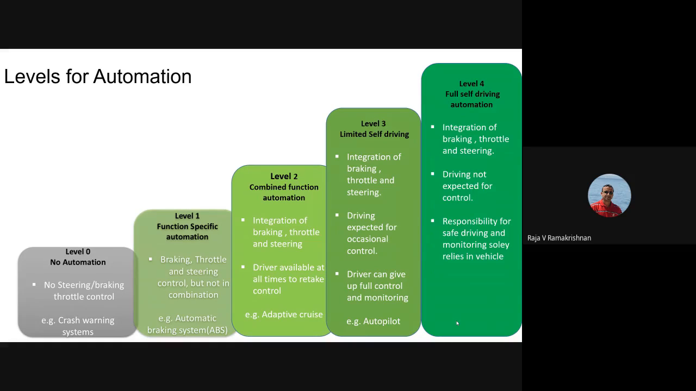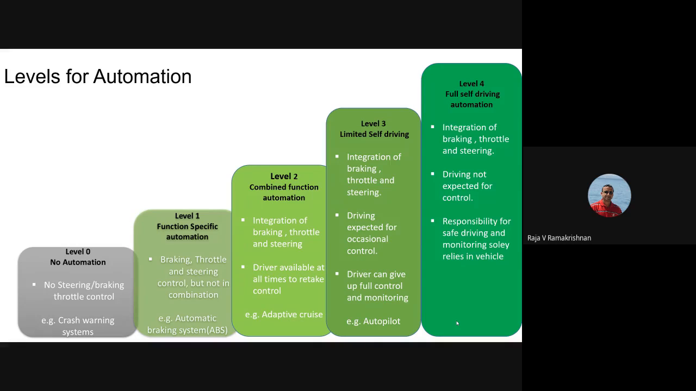Now, every industry, every OEM, which is coming up, is working on what we call level 4 or level 5. Level 4 is where we get full self-driving. That means integration of braking, throttle, and steering. The driver is not expected to control the vehicle. The responsibility for safe driving, monitoring, and making sure that every system is working properly solely relies on the vehicle. So that's where everybody is trying to achieve full self-driving capability in our vehicle.